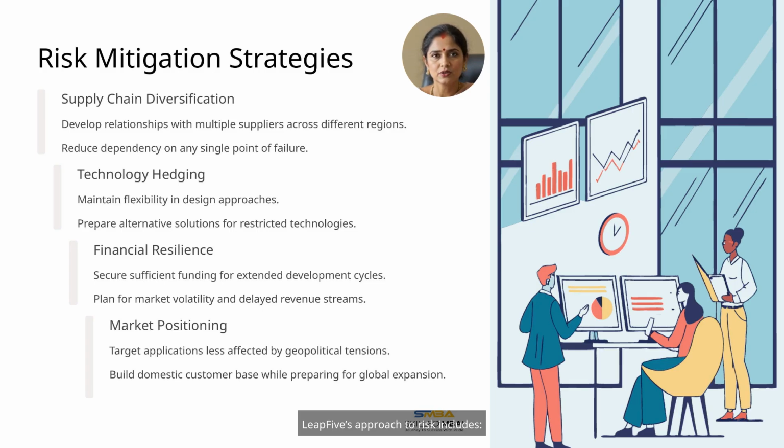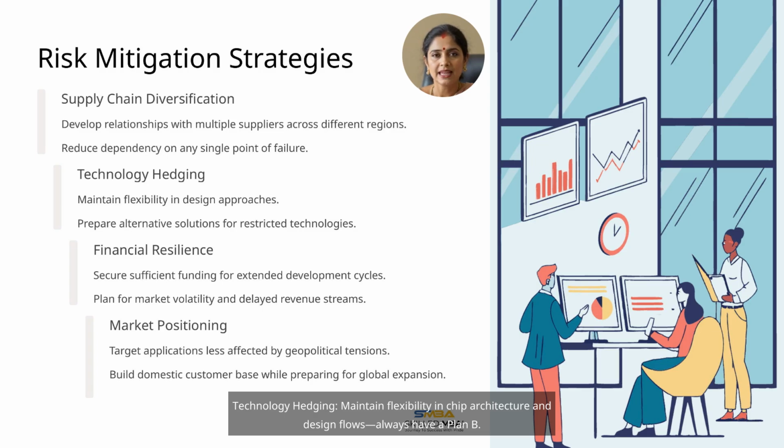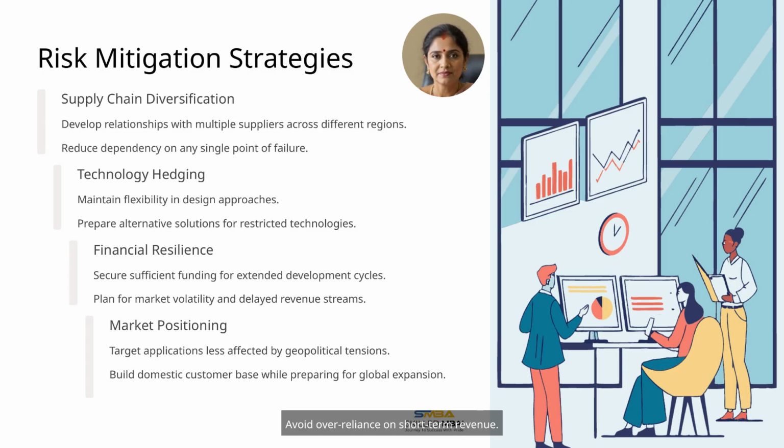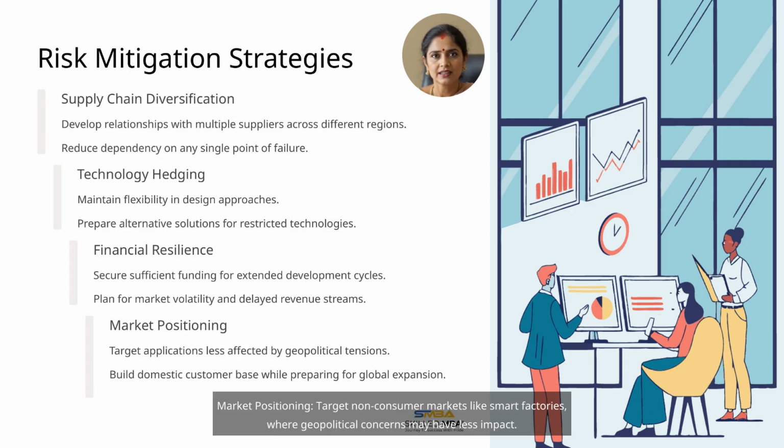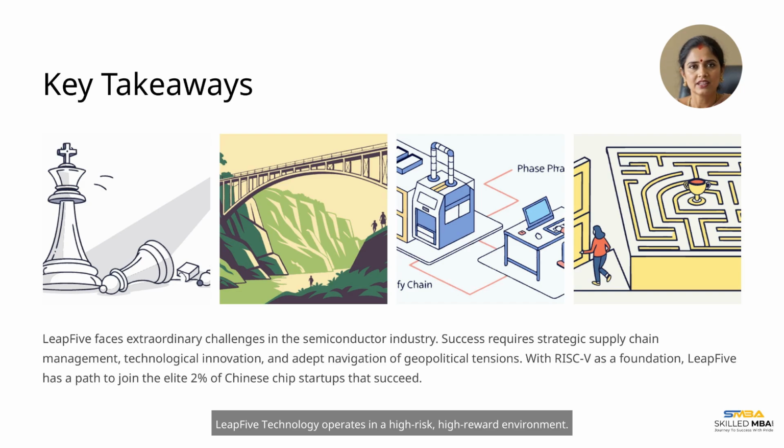LeapFive's approach to risk includes supply chain diversification: avoid single-source dependencies, spread production across multiple geographies. Technology hedging: maintain flexibility in chip architecture and design flows, always have a plan B. Financial resilience: raise capital with long-term R&D timelines in mind, avoid over-reliance on short-term revenue. Market positioning: target non-consumer markets like smart factories, where geopolitical concerns may have less impact.